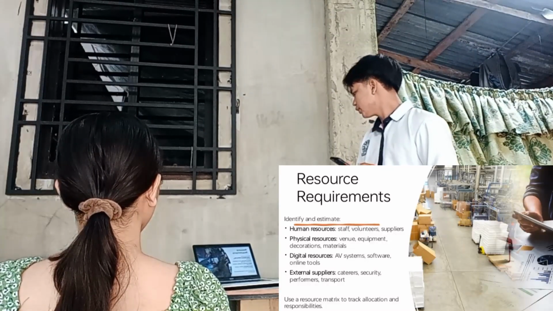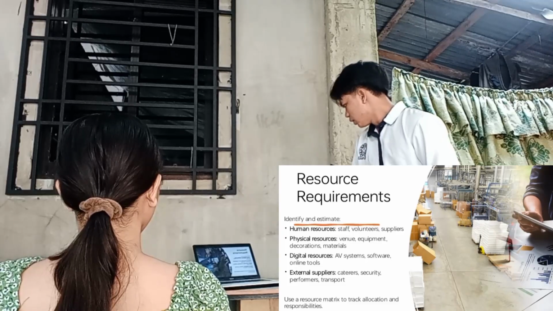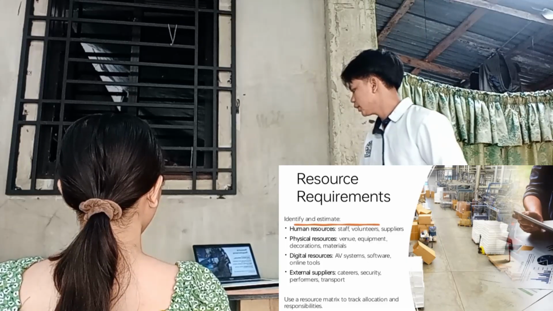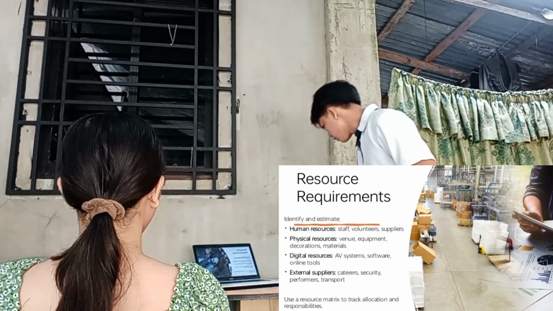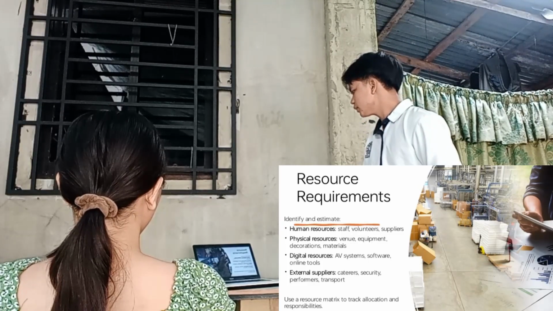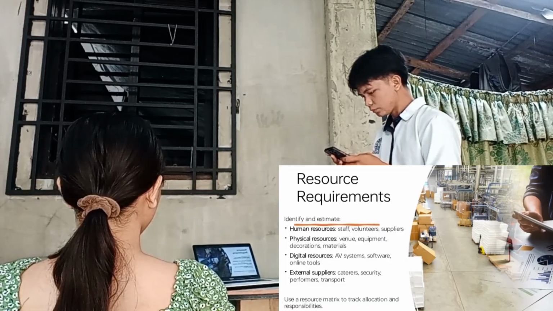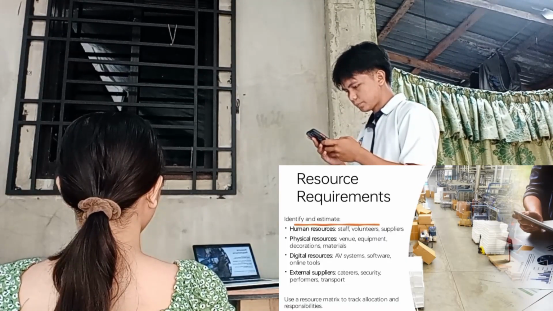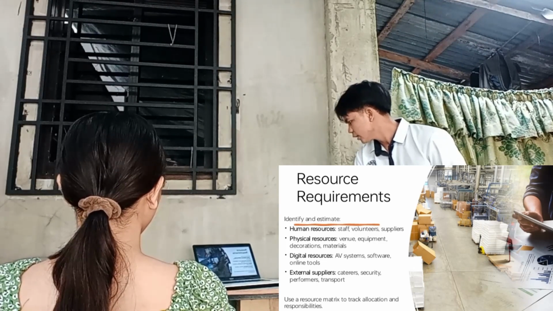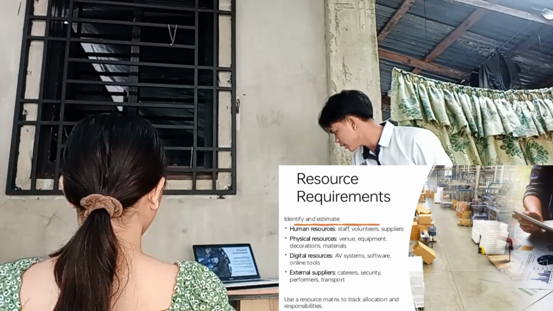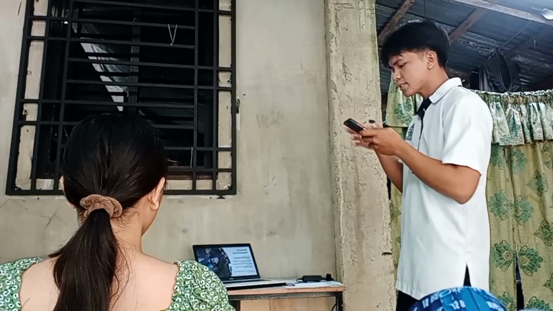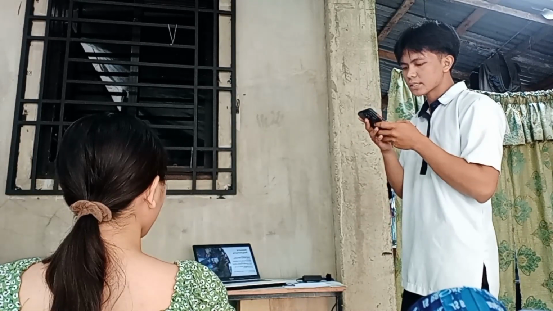Resource requirements: identify and estimate. Human resources, staff, volunteers, and suppliers. Physical resources: venue, equipment, decoration, and materials. And digital resources: audiovisual systems, software, online tools. And the last one is external suppliers: caterer, security, performer, and transport. Okay, the human resources are the staff, volunteers, and suppliers who contribute skills or labor.